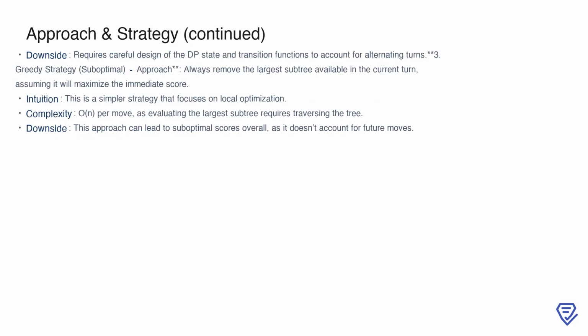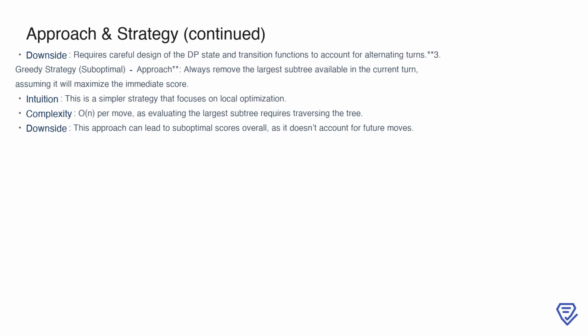However, the dynamic programming approach does come with its own challenges. It requires careful design of the DP states and transitions to account for the alternating turns of the two players. Another method we considered is a greedy strategy, which is simpler but less optimal. In this approach, the player always removes the largest subtree available on their turn, assuming this maximizes their immediate score.